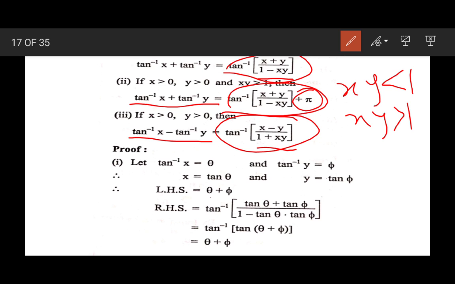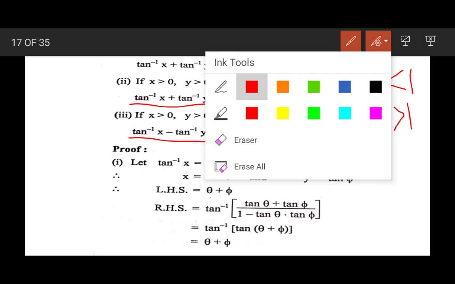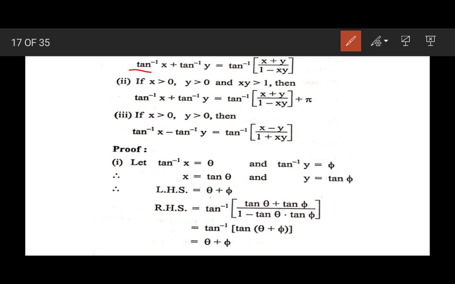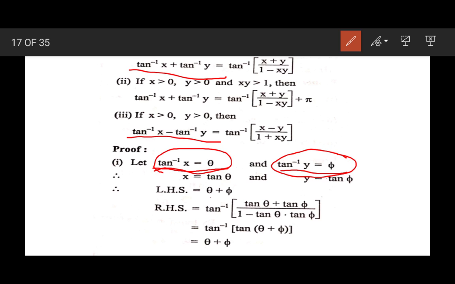So class, the fifth property is about tan inverse x plus tan inverse y and tan inverse x minus tan inverse y. Let us see the proof. First, tan inverse x plus tan inverse y. For that, let's consider tan inverse x as theta and tan inverse y as phi. So let tan inverse x be equal to theta and tan inverse y be equal to phi.